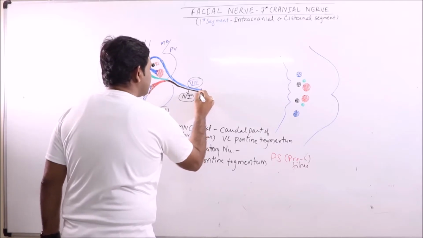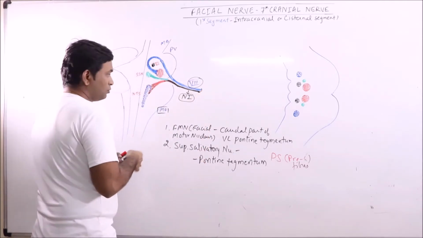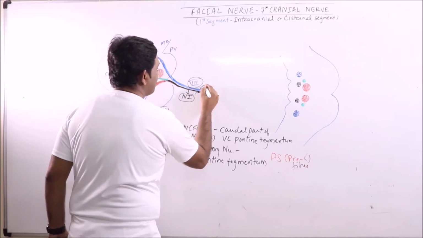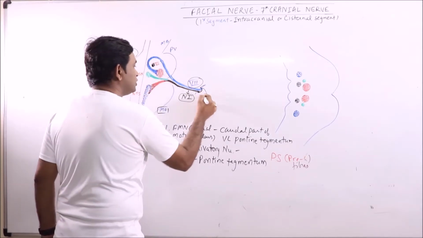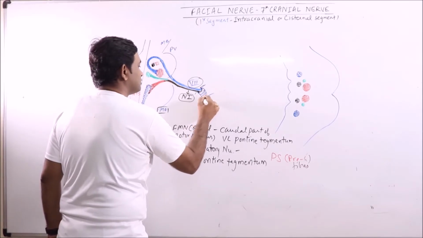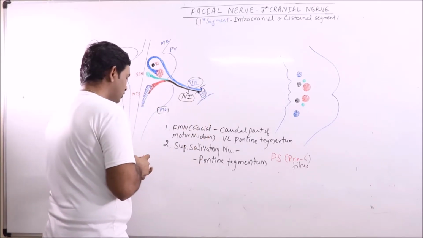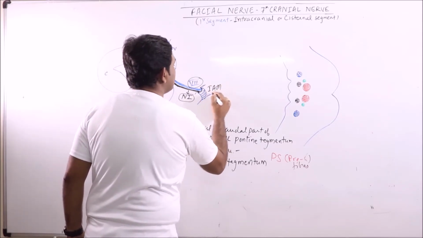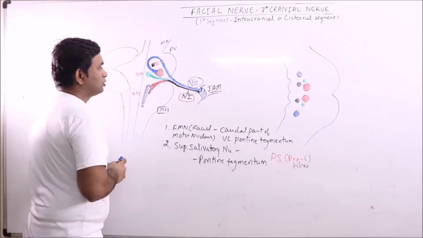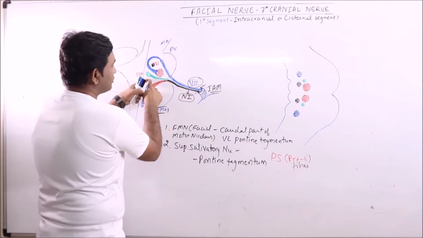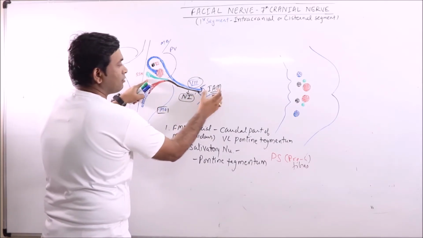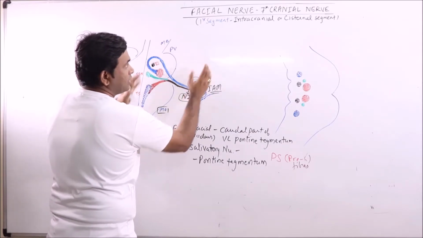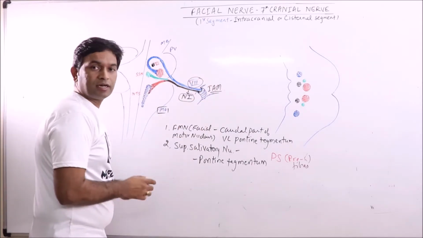Both of them move laterally and enter a bony canal in the petrous temporal bone, which is known as the internal auditory meatus. This region, starting from the brainstem up to the start of the internal auditory meatus, is known as the first segment, that is the intracranial or cisternal segment.